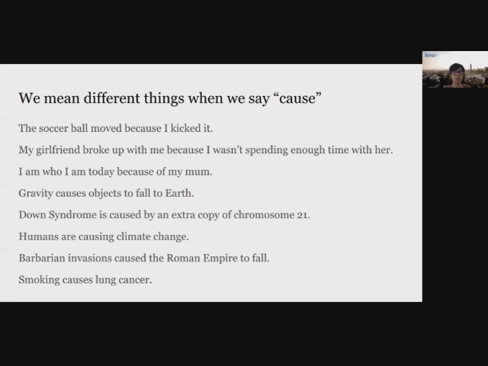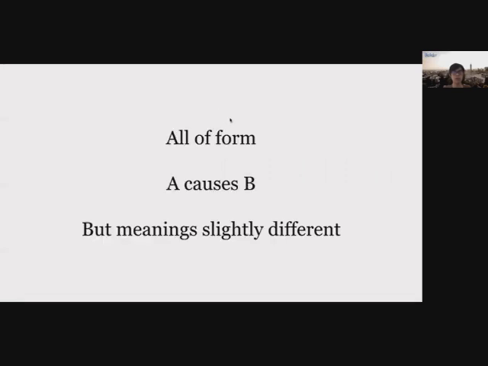Okay, so all these sentences have a similar form. They're all of the form A causes B, where A is some object or event, and B is some object or event. But in each case, the meaning is slightly different. Let's try to see how other people have thought about causality.